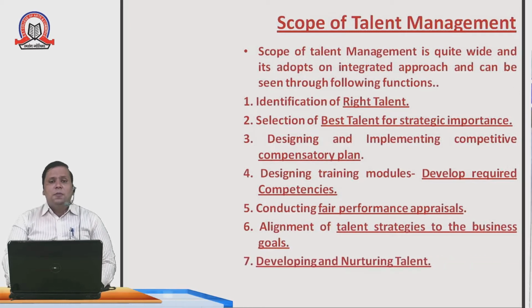Seventh is developing and nurturing talent, which includes all the rest of the six points: I have to hire a talent, I have to develop his skill sets, I have to nurture his skill sets. And lastly, the retention of talent, or ensuring retention of talent. Why? Because I hire a person A, give him training, improve his talent, and at the end of the day he leaves the company after taking training. So I need to ensure that A stays.